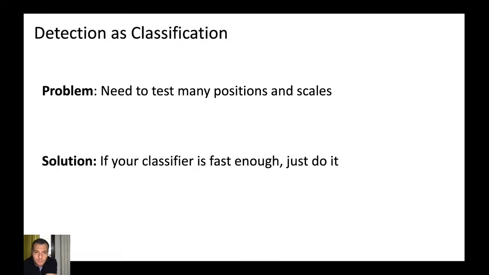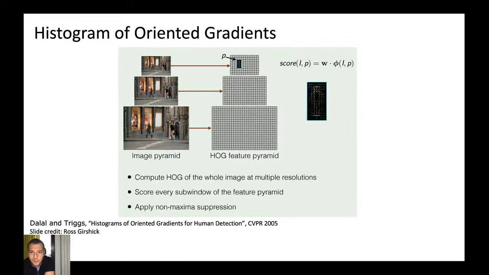The problem is that we need to test many positions and scales. So with deep neural networks, this is not very cost effective. But in general, if you have a fast enough classifier, you can just try this approach. It should work fine. And actually it was used, for example, to detect people in images with handcrafted models, such as the histogram of oriented gradients plus SVM.